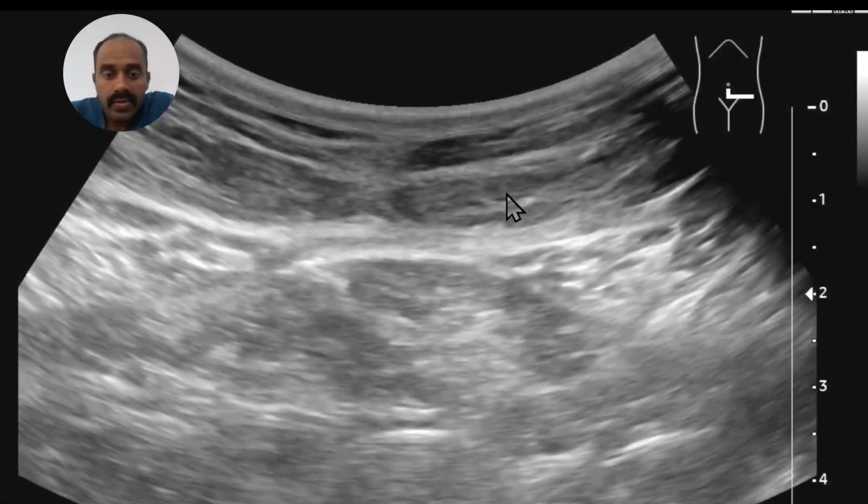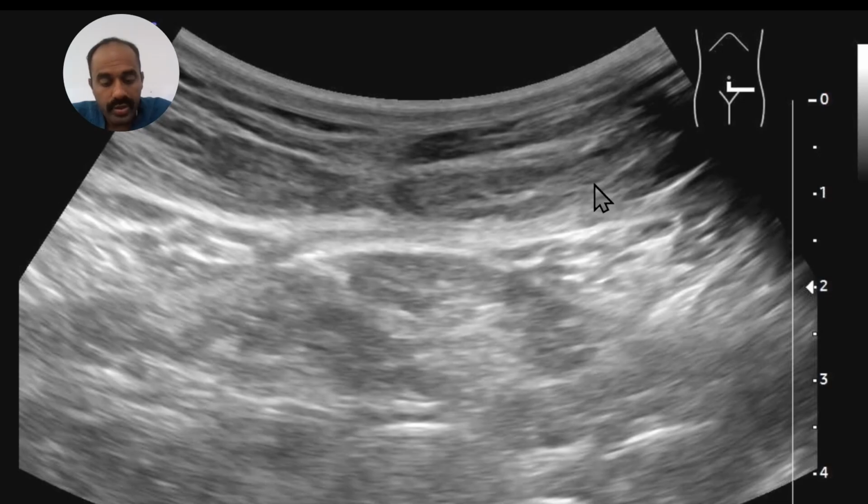Okay, guys, in this case, we are going to discuss a little bit about the anterior abdominal wall. The area of interest is the umbilicus. This is using a curvilinear probe in the transverse axis. We are going to do a craniocaudal sweep. Now I've frozen this frame.